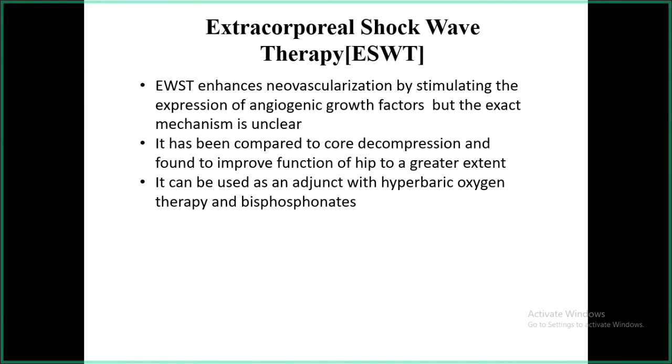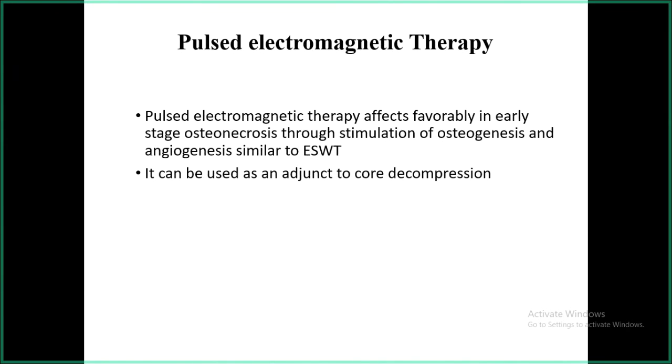Extracorporeal shockwave therapy. This enhances neovascularization by stimulating the expression of angiogenic growth factors, but the exact mechanism is not clear. It has been compared to core decompression and found to improve function of the hip to a greater extent. It can be used as an adjunct with hyperbaric oxygen therapy and bisphosphonates. Pulse electromagnetic therapy is the same, affecting favorably early stage osteonecrosis through stimulation of osteogenesis and angiogenesis similar to extracorporeal shockwave therapy. It can be used as an adjunct to core decompression as well as oral bisphosphonate.